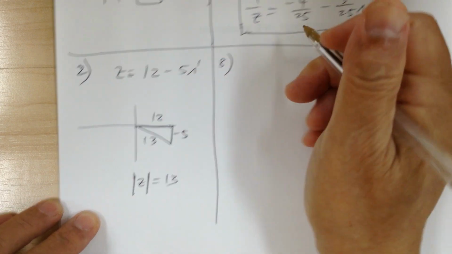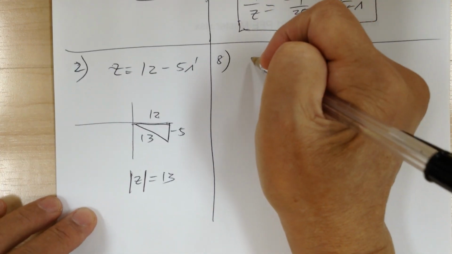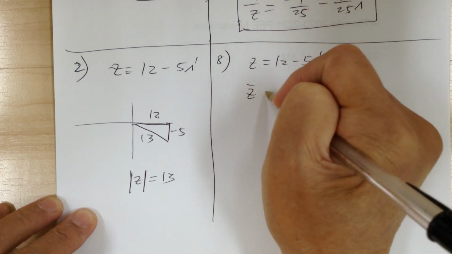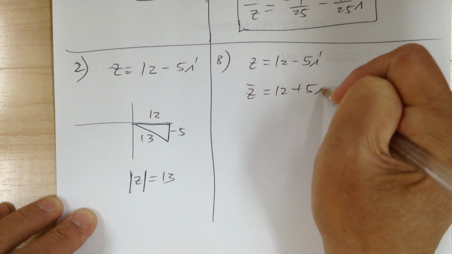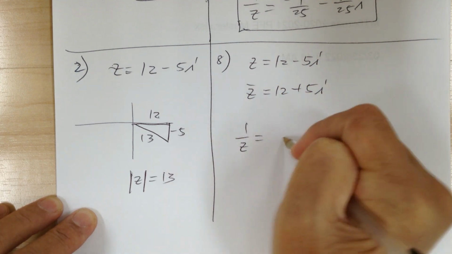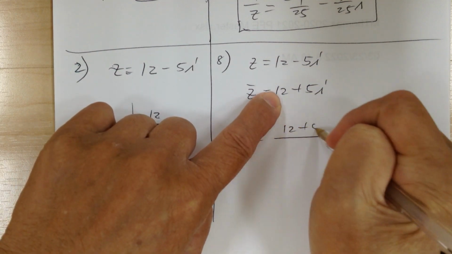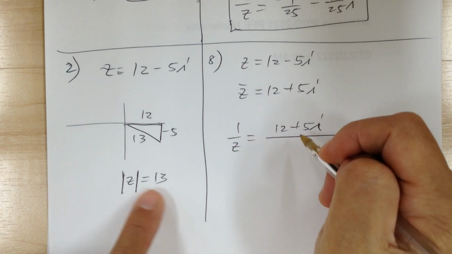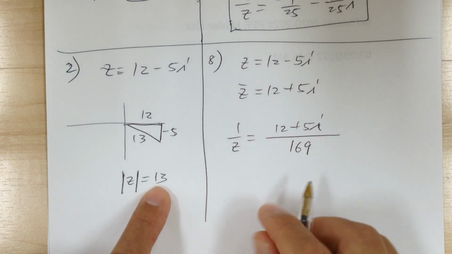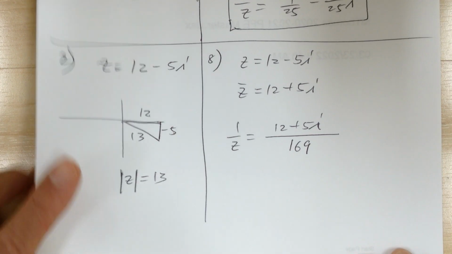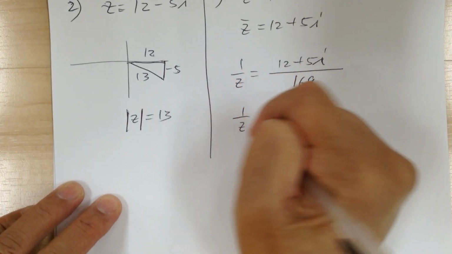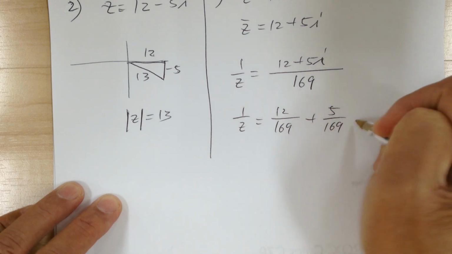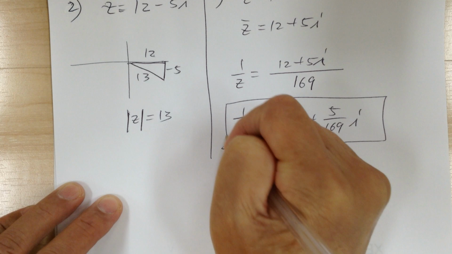So number 8, you're going to have z equal to 12 minus 5i, and the z conjugate would be 12 plus 5i. So 1 over z will equal 12 plus 5i, again using this formula, over the absolute value of z squared, so it would be 169, right? So 13 squared would be 169. And again, you separate them. Okay, and that's it.